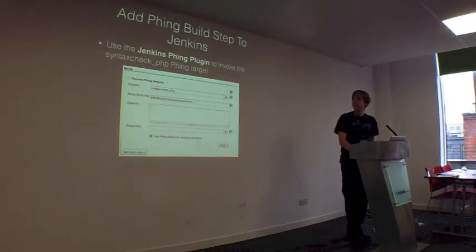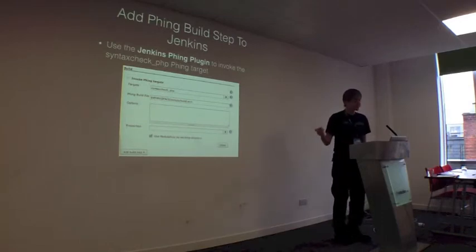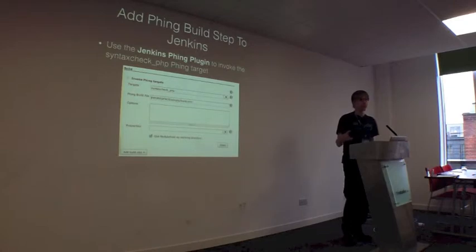So we then need to add the Phing plugin into Jenkins. You need to create a build action and invoke a Phing target. And what we're doing here is invoking the syntax check PHP target. The build file is the same build file as before, but we've got this $WORKSPACE. Remember the workspace directory in the Jenkins directory. $WORKSPACE points at that. So it's actually a Jenkins parameter that helps us reference local files. So that's pretty much it. In the same way as before, we now have syntax checking on our entire project, which is good.